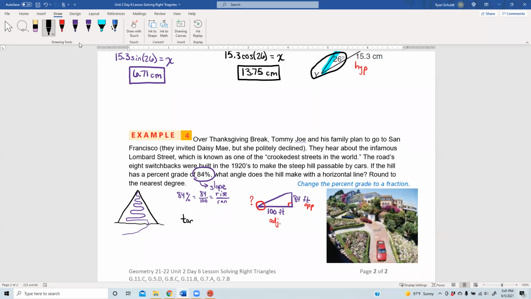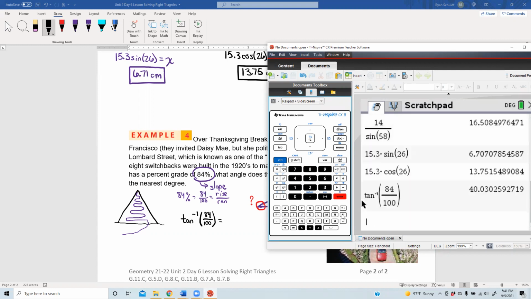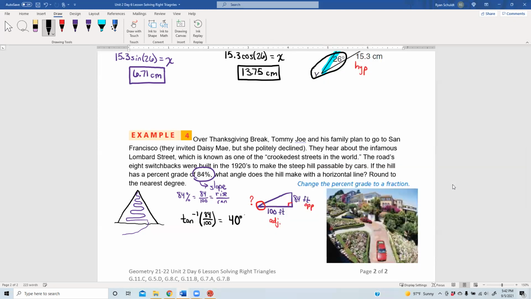Since I'm finding the angle, I'm going to do the tangent inverse of 84 over 100. So tangent inverse, 84 divided by 100. It says round to the nearest degree. So that's going to be 40 degrees. That's how steep the hill is. 40 degrees.